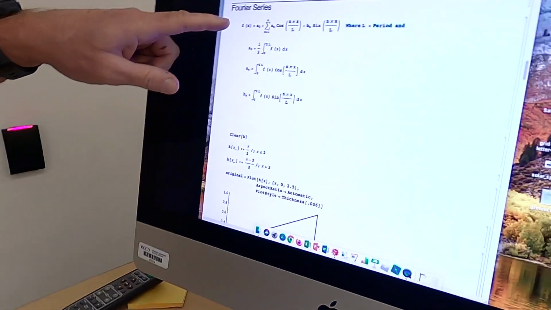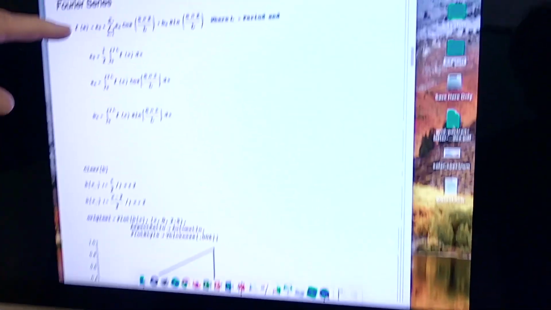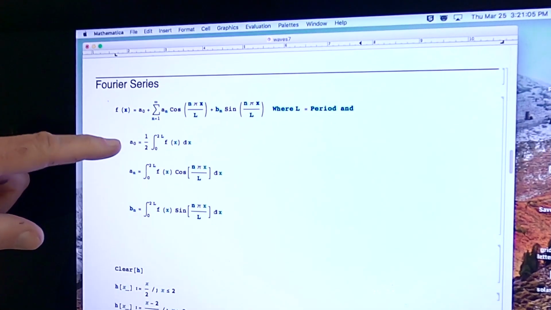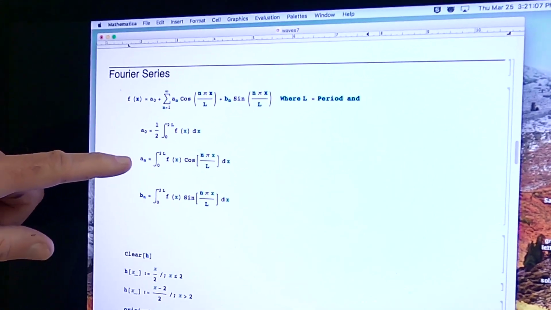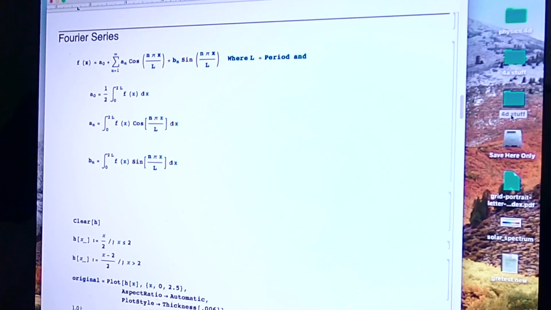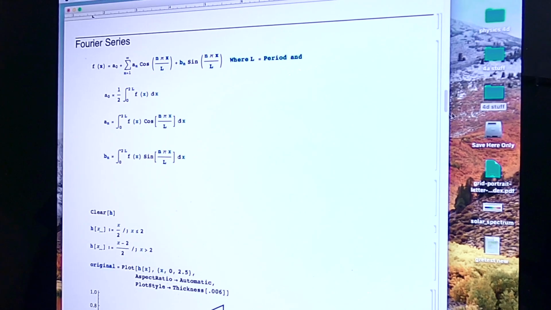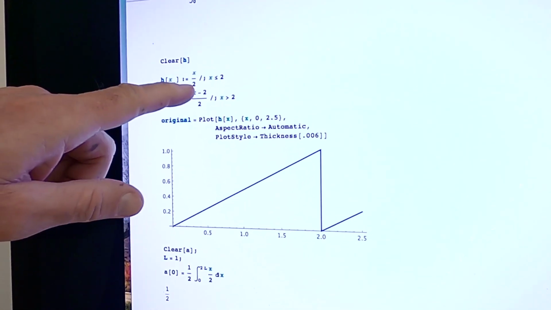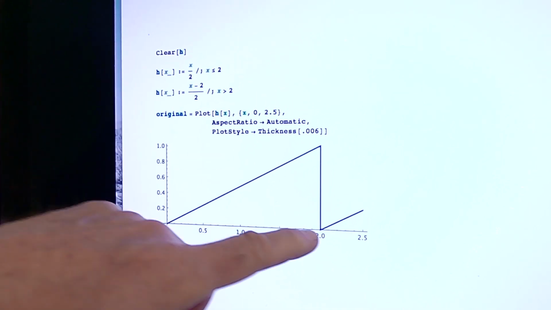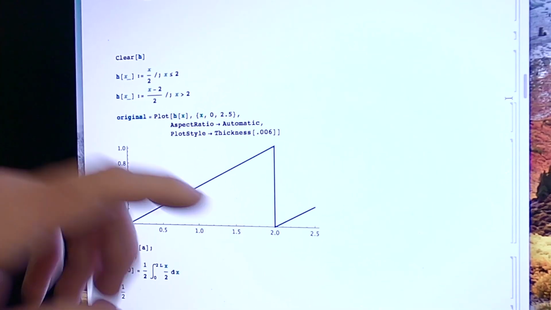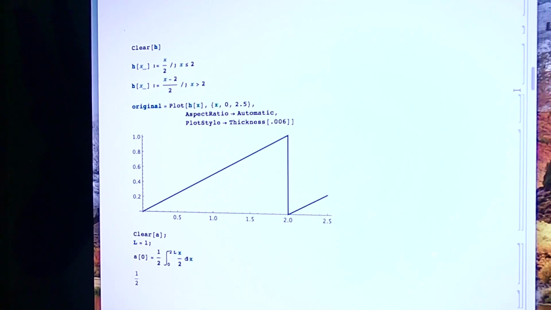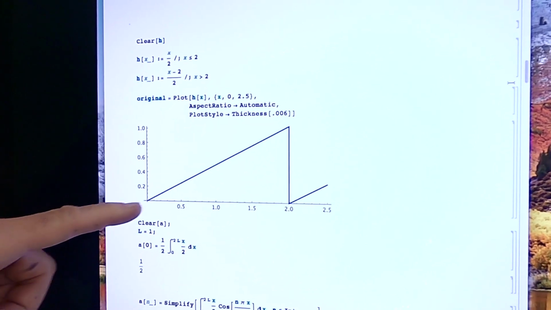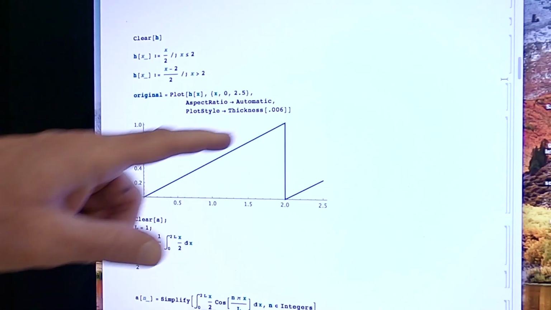So here you can see I defined my f of x, from the Fourier series. There's your a naught, there's your a n, and there's your b n. So I said, let's do the one I just did right here. And so there's my function, x over 2, 1/2 x. I just drew this other part just for visual purposes. We don't use it right there, but this is the function right there, the 1/2 x.